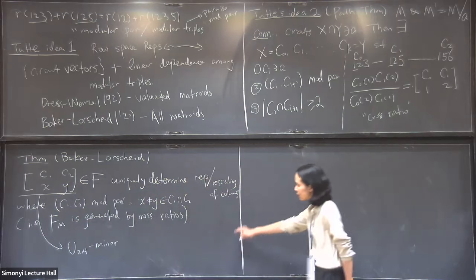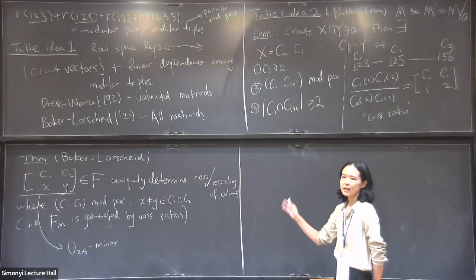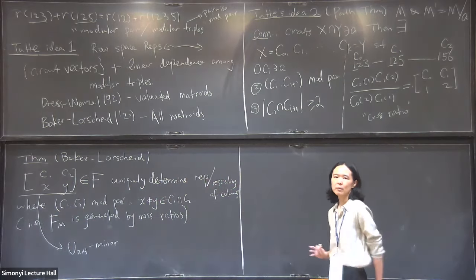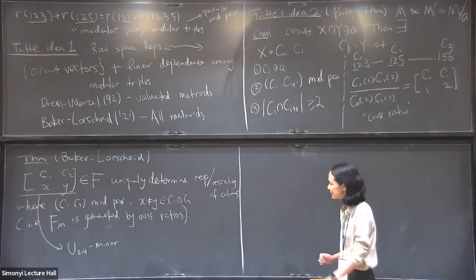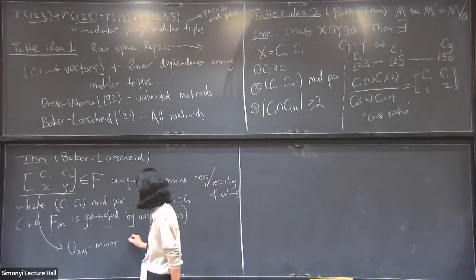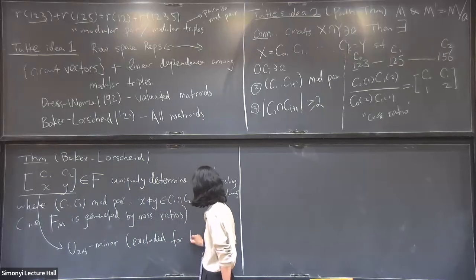And you can also reformulate this theorem by saying that the representations at U24 minors uniquely determine the representation of your ground matroid. And by the way, this U24 minor is also excluded for the binary matroids.